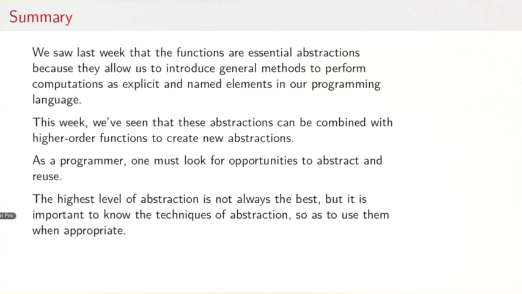So in summary, we saw last week that functions are essential abstractions because they allow us to introduce general methods to perform computations as explicit and named arguments in our programming language. And this week we've seen that these abstractions can be combined with higher order functions to create new abstractions. So that's a very powerful way to compose and abstract programs, and as a programmer it's always good to look for opportunities to abstract and reuse. It's not true that the highest level of abstraction is always the best one. Sometimes it's actually better to stay a little bit more concrete, but it's important to know the techniques of abstraction so that you can use them when they're appropriate.